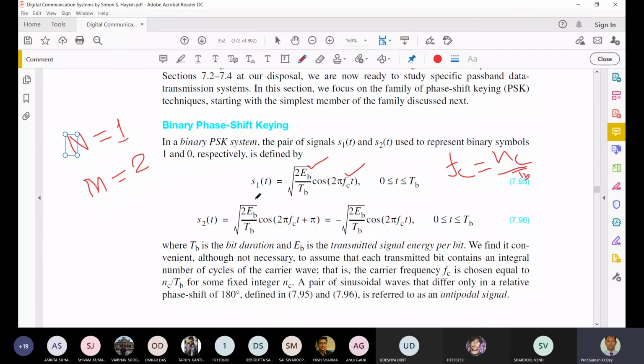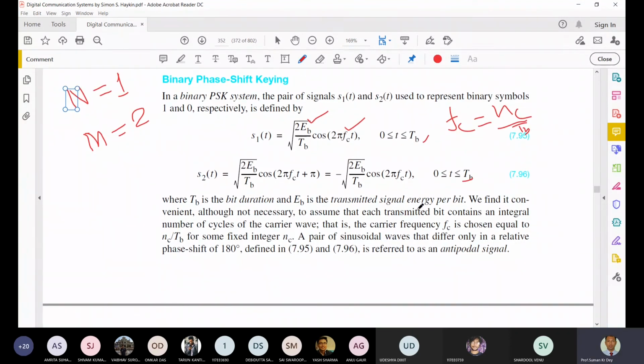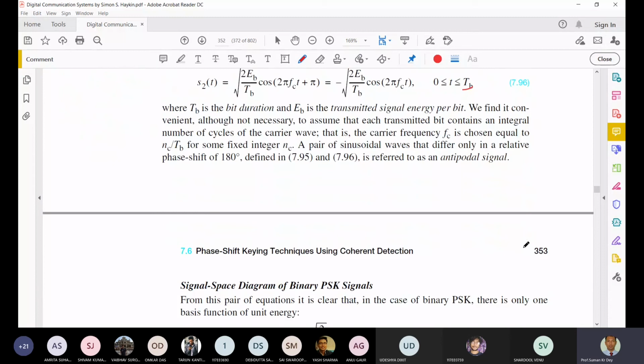Similarly, for signal S2(t) there is a phase shift of 180 degrees. That means we can write square root of 2EB by TB cos(2 pi FC t plus pi), which equals minus of this, where t belongs to 0 to TB, the bit duration. These equations S1(t) and S2(t) are referred to as antipodal signals. Antipodal means they are in opposite phase.